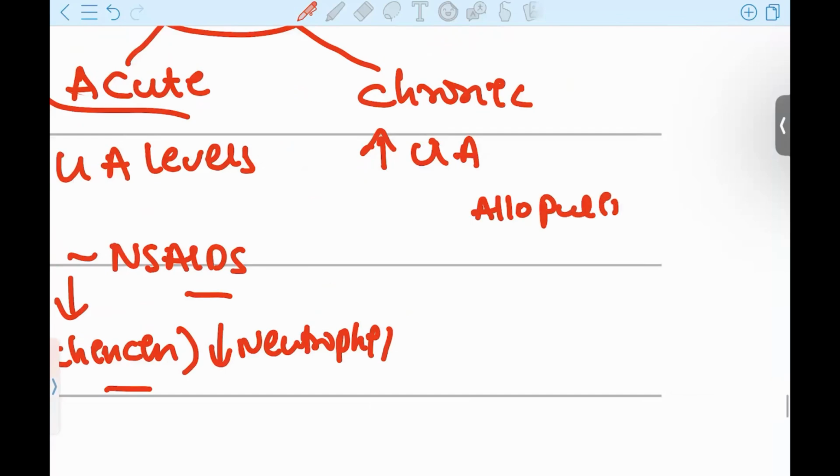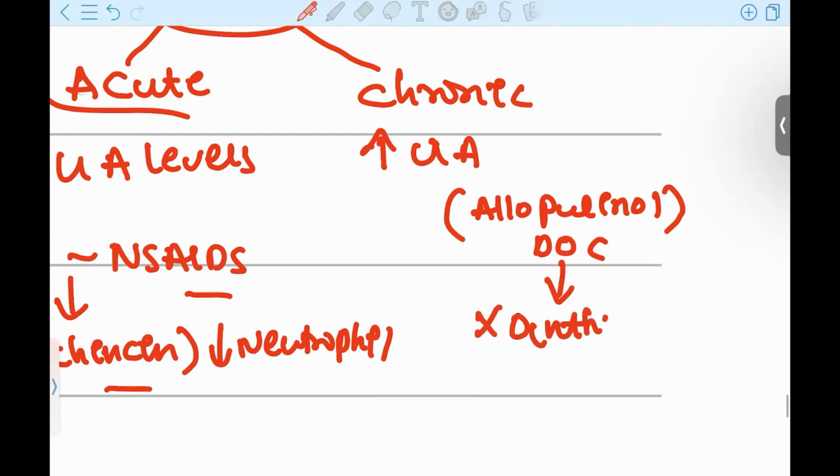This is the only drug of choice for these patients. Why? This is going to block the xanthine oxidase pathway. So this will block the xanthine oxidase pathway, and the uric acid levels will be decreased in this patient.